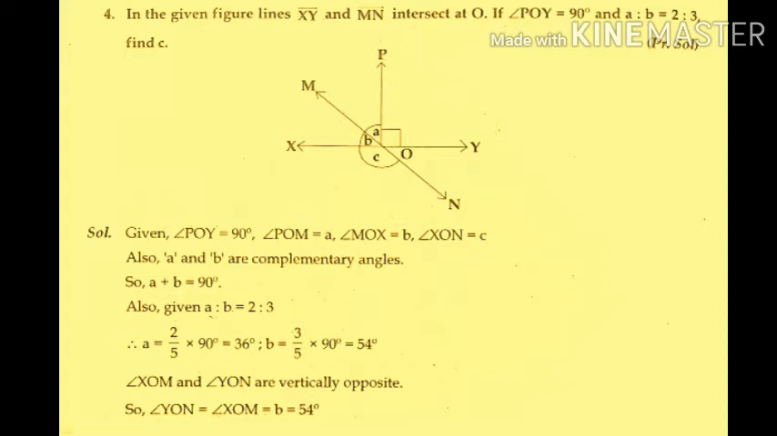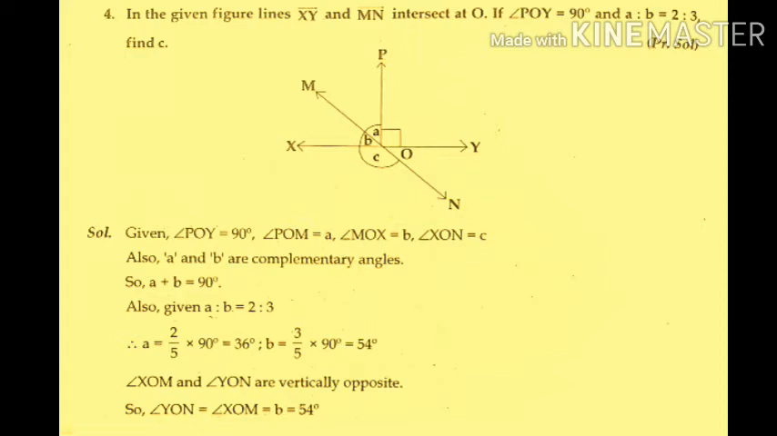Solution. Given angle POY is equal to 90 degrees and angle POM is equal to a, angle MOX is equal to b, angle XON is equal to c. And also a and b are complementary angles. Since PO is perpendicular to XY, angle POX is 90 degrees. Therefore, a plus b is equal to 90 degrees.